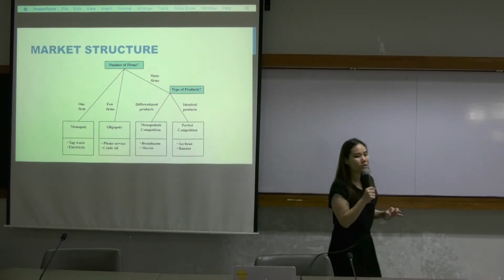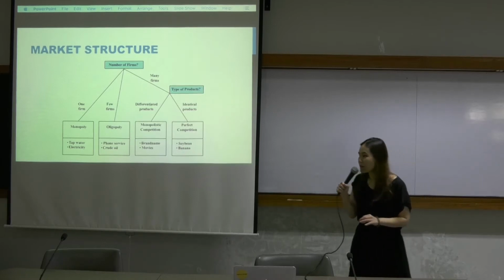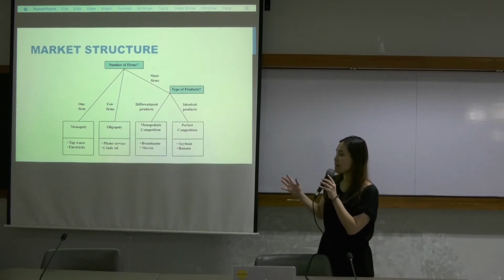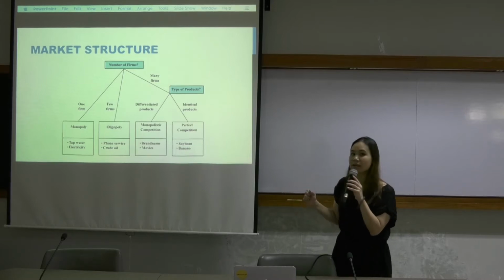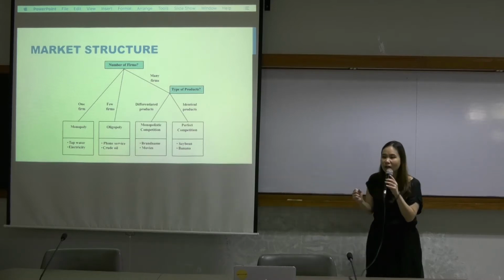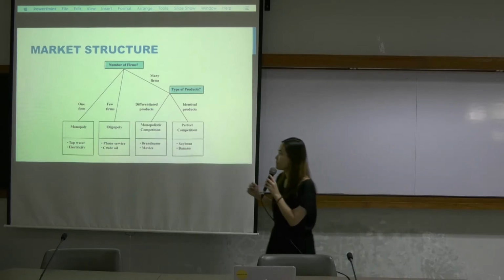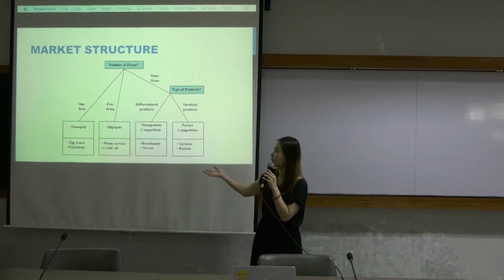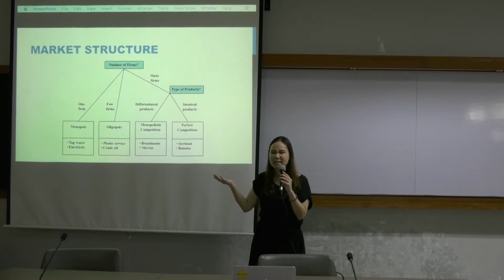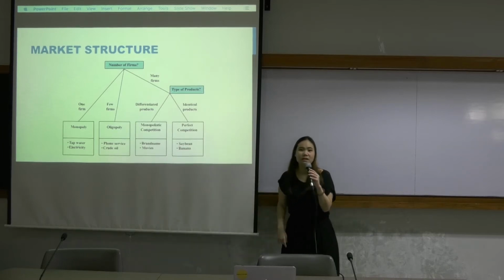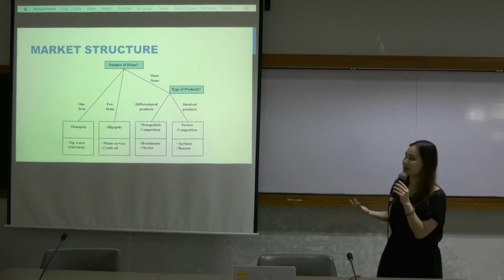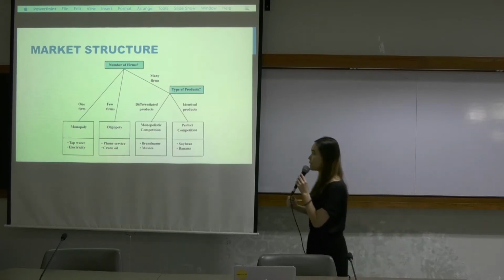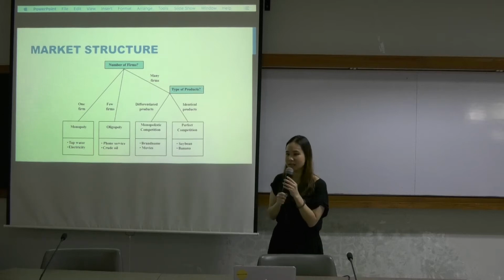Okay, it should be noted that this is a very rough categorization of markets. Sometimes it's really hard to say whether or not a market is monopolistic or perfect, because how identical is identical, right? Not only that, a perfectly competitive market also requires many other conditions, okay? But the idea is this.